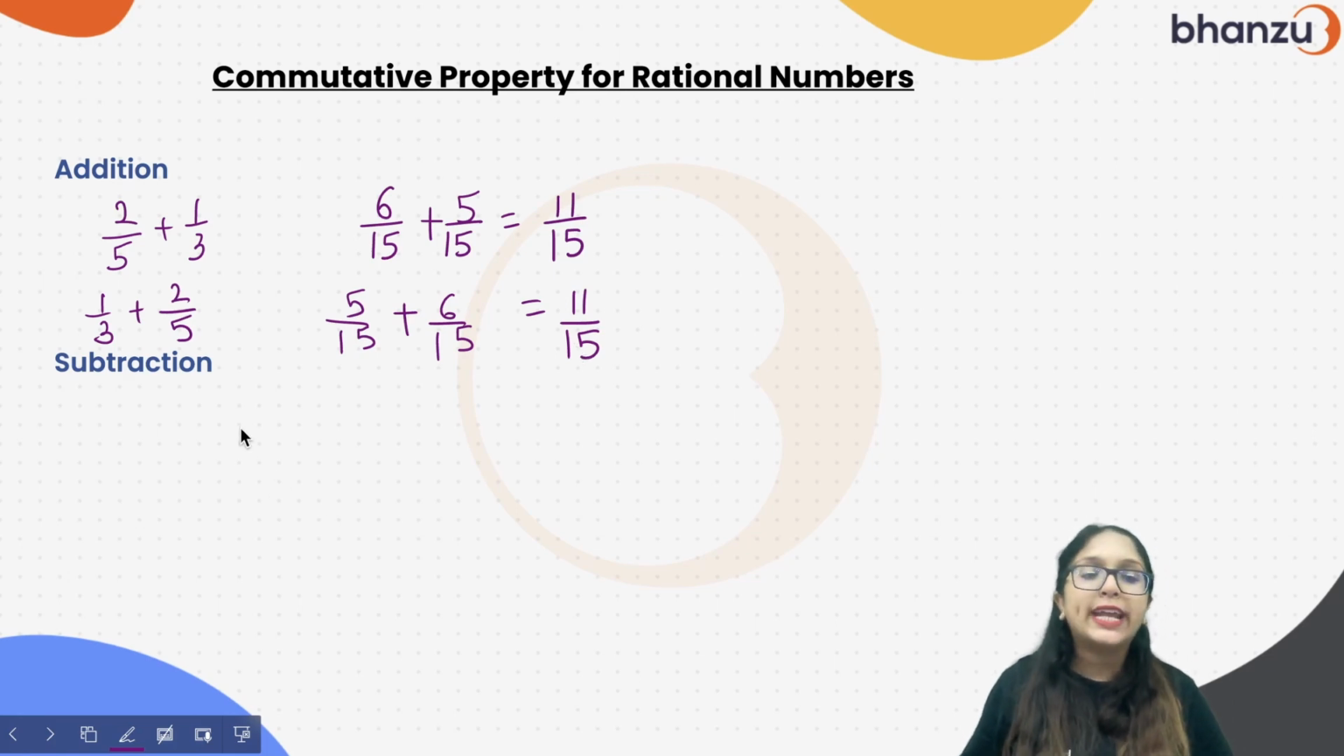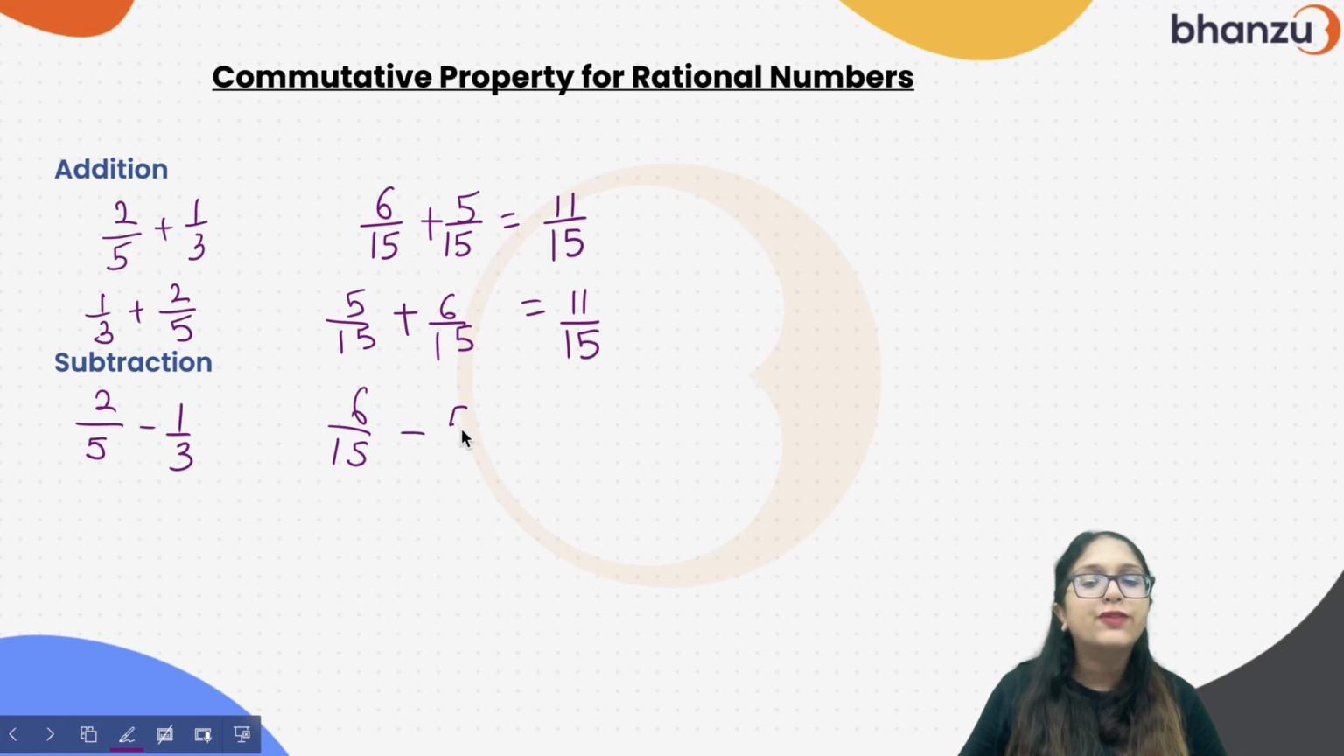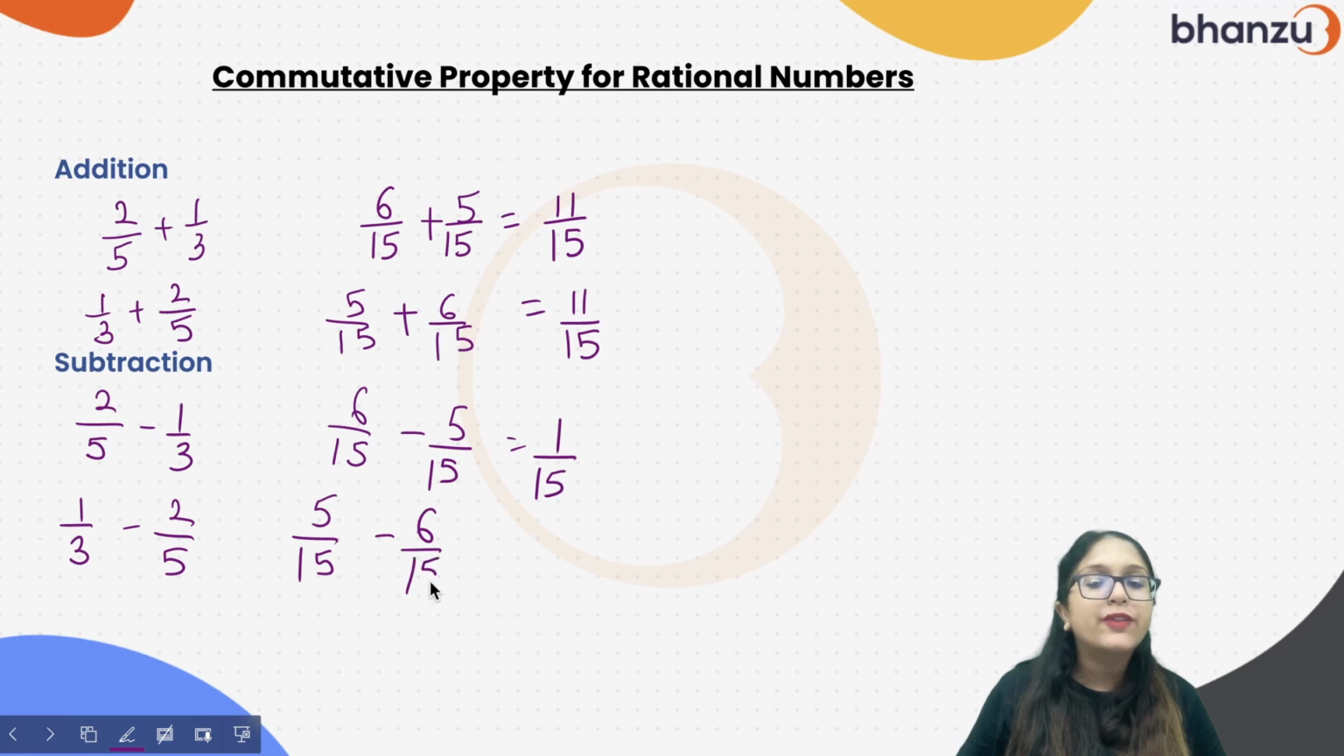Okay, so I'm going to take the same fractions only. Let's say 2 over 5 minus 1 over 3. I know it's equivalent fractions. 6 over 15 minus 5 over 15, which is going to be 1 over 15. But if I change the order, then what is it going to be? Let me quickly show you. Minus 6 over 15. So this is minus 1 over 15.